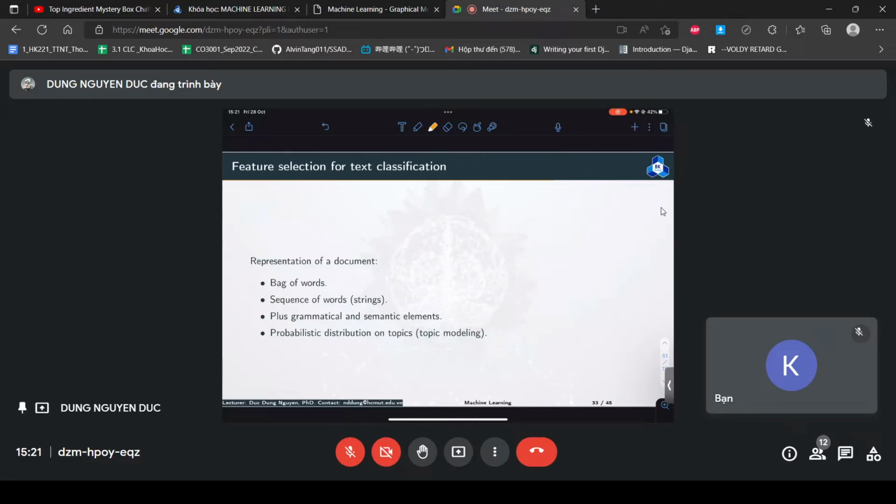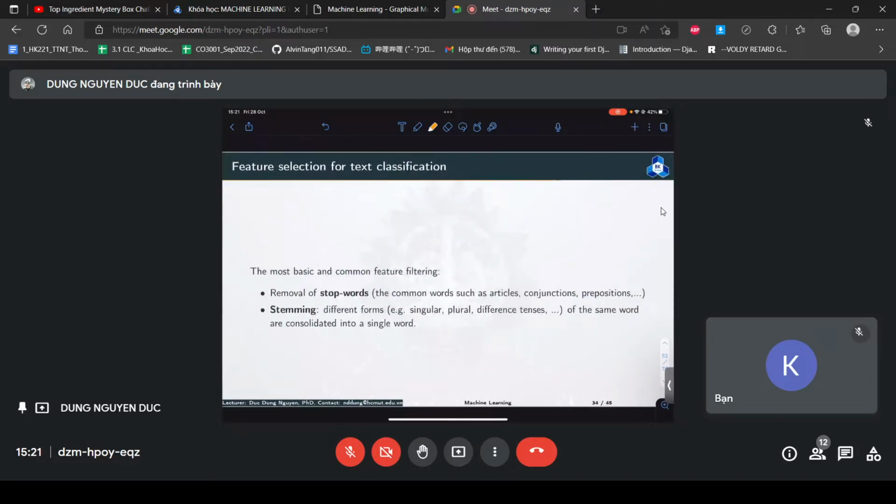All right. So in order to represent a document, you may use several ways depending a lot on what problem you are trying to solve. Okay, and there are some sort of pre-processing techniques that you may need to consider when you work with text classification. And most of those techniques are very outdated too.